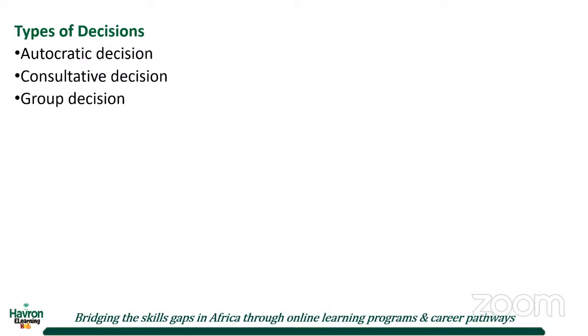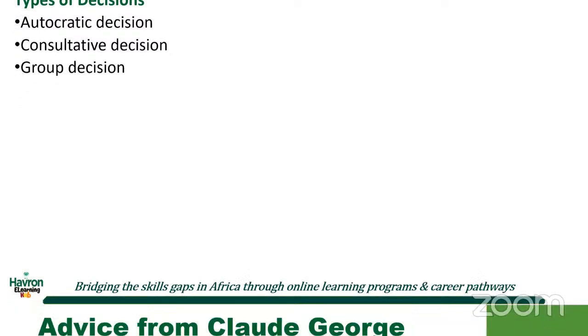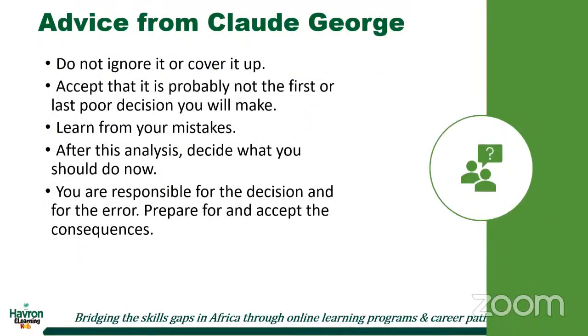The third one is group decision. When a problem involves the entire staff or a team, they should participate in the decision. Being involved also gives them some ownership, which will make them more committed and motivated to the decision and the results that come with it.